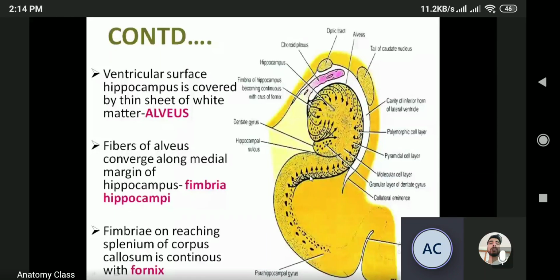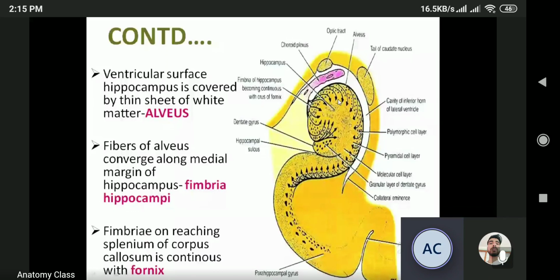Okay, so this alveus is a thin sheet of white matter which covers the ventricular surface of hippocampus. The fibers of alveus all converge along the medial margin of hippocampus to form the fimbria hippocampi. Once again I repeat, hippocampus has got the pyramidal cells.